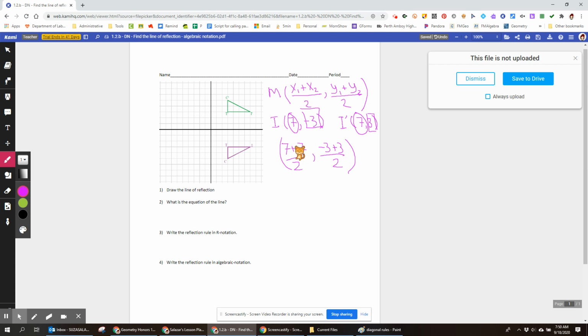Seven plus 7 is 14, divided by 2 is going to be 7. -3 plus 3 is 0. 0 divided by 2 is still 0. So I'm going to plot that point on my graph. So now I know that my midpoint is actually on the x-axis. And then you do the same thing for another pair of points, because it takes 2 points to create a line.